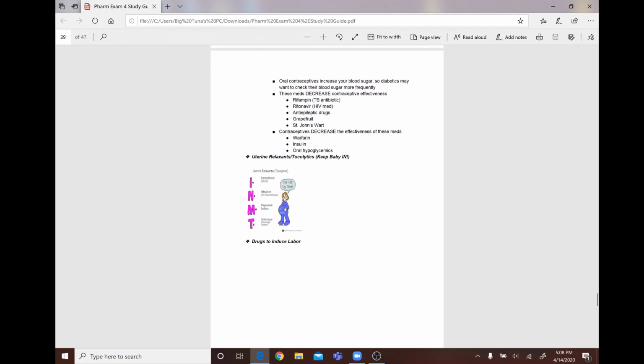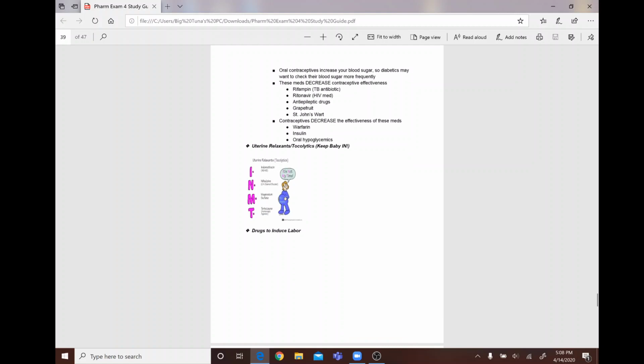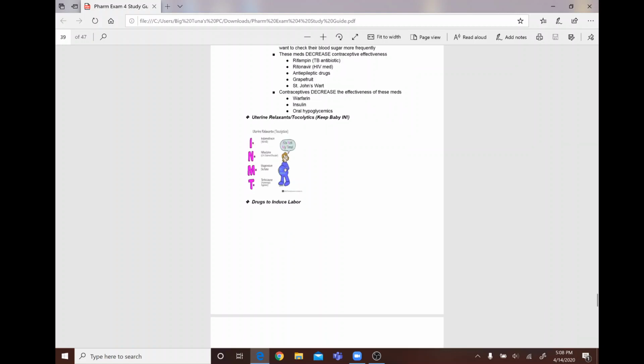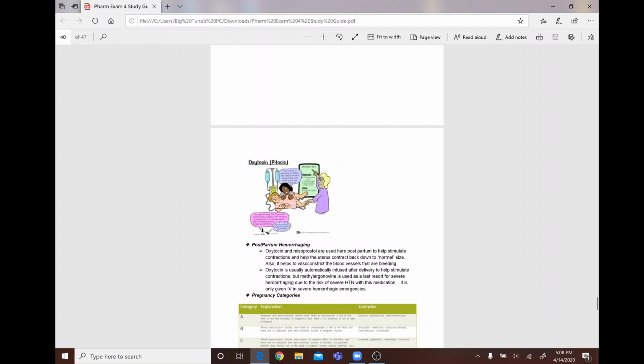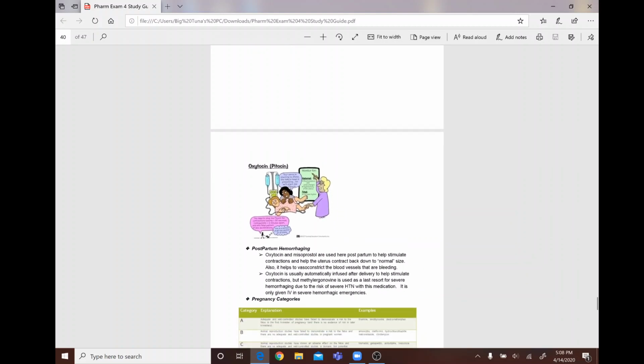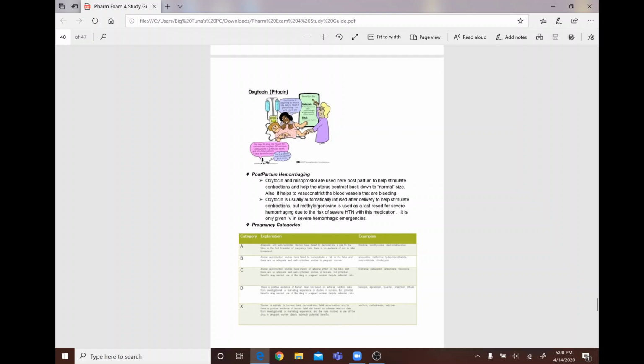All right, what drugs keep the baby in? Indomethacin, nifedipine, magnesium sulfate, terbutaline. What drugs are used to induce labor? Oxytocin.